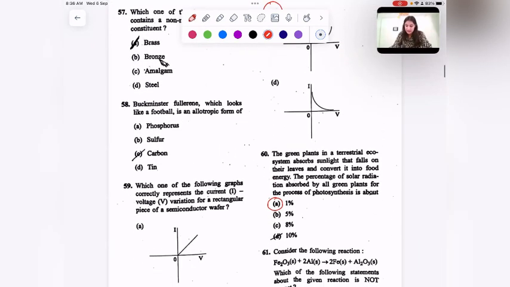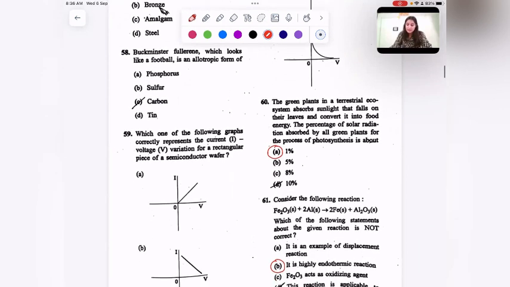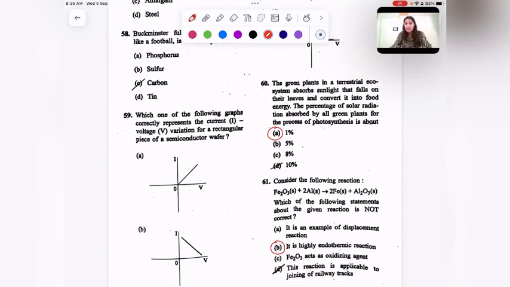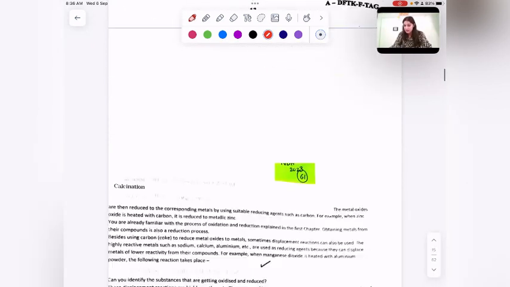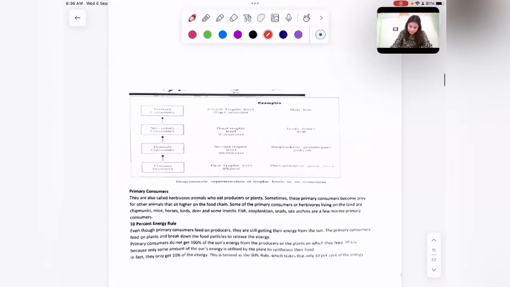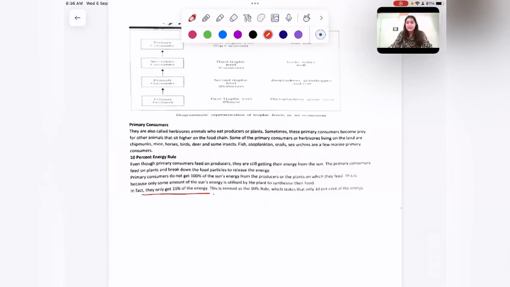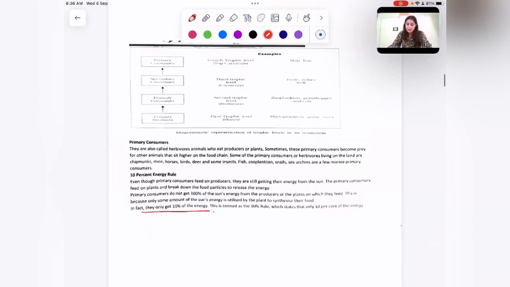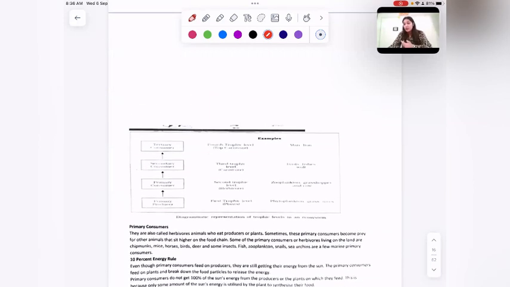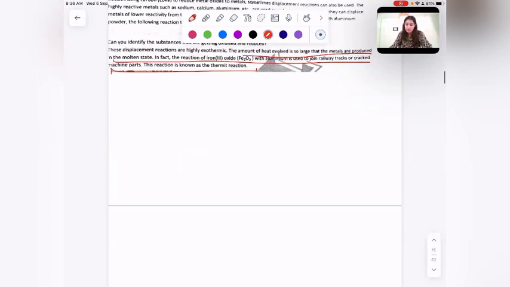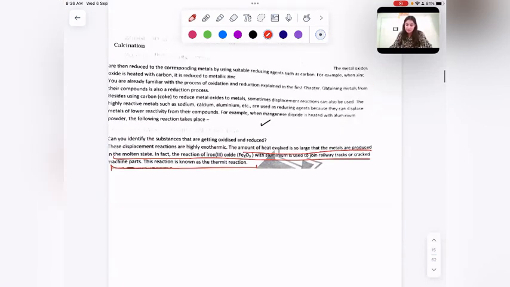Next, the green plants in a terrestrial ecosystem, they absorb sunlight that falls on their leaves. So, see, they are able to capture 10% of the energy, but most of it is reflected back by leaves. So they are only able to utilize 10% of 10%. That means 1%. So option A is the correct answer here.